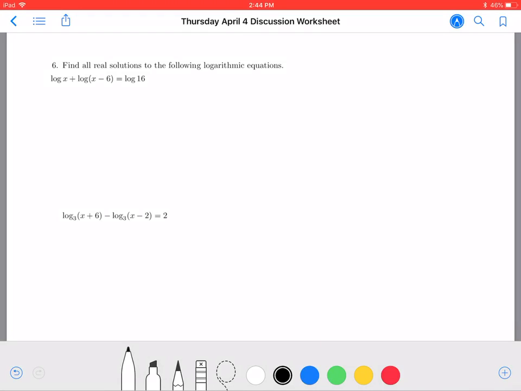So in number 6, we want to solve logarithmic equations. Now, notice that it says find all real solutions. Real solutions, because remember, I'm just going to write this rule up here. For the domain of a logarithm, remember that the interior of a log must be positive.